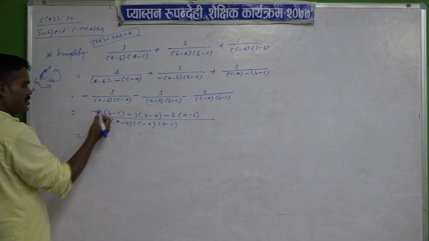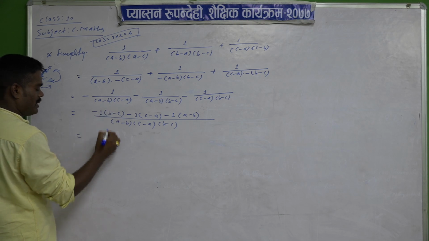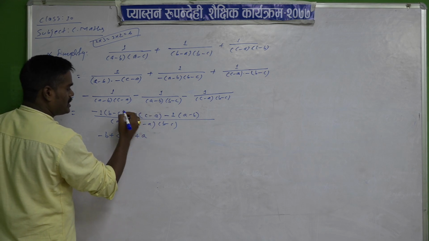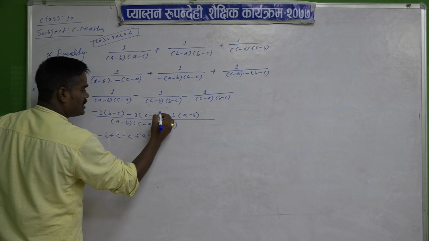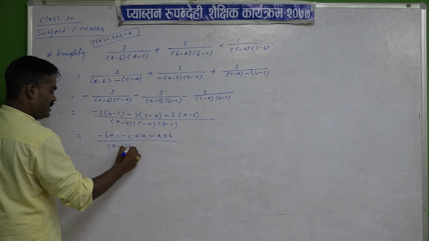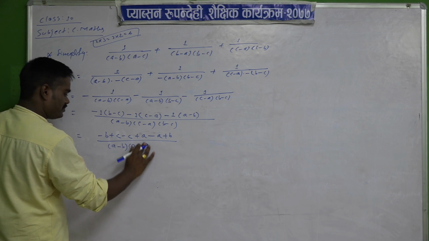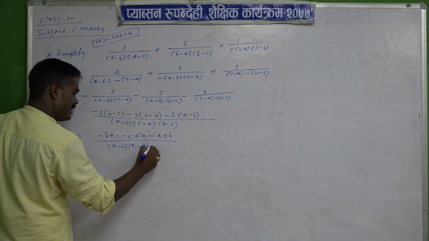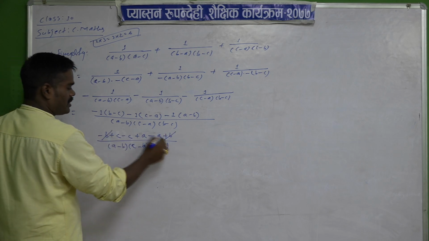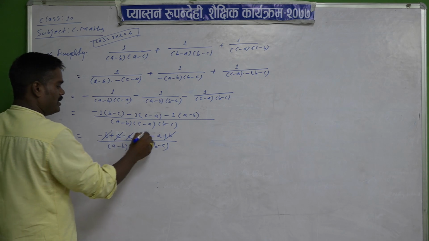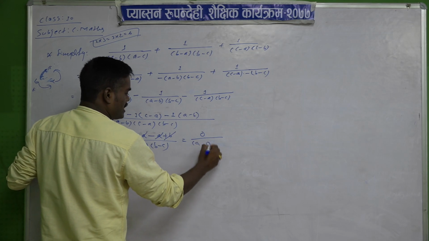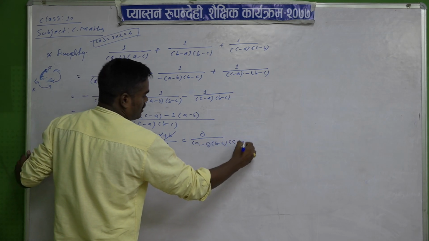Now open the bracket: minus into plus, minus b; minus into minus, plus; minus into plus, minus; minus into minus, plus; whole upon (a minus b)(b minus c)(c minus a). Then after c here, minus b plus b cancel, plus c minus c cancel, minus a plus a cancel, what is left? 0. So 0 upon (a minus b)(b minus c)(c minus a).